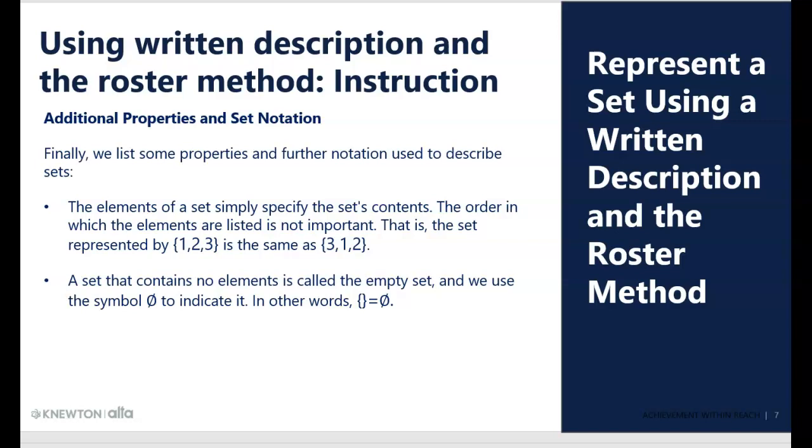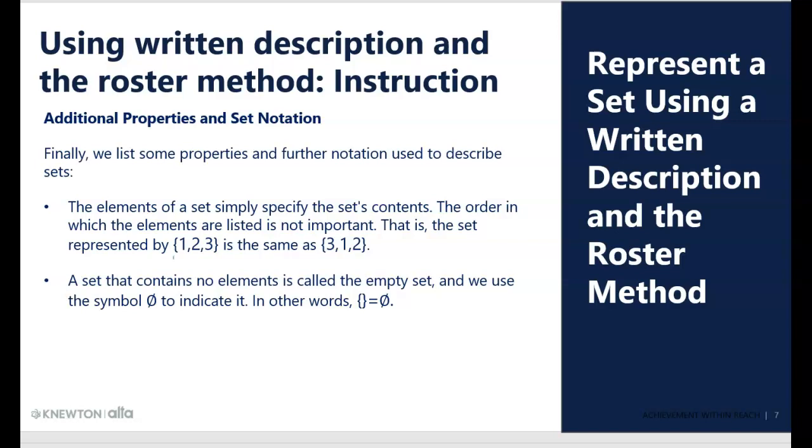So a written description, I've been using a description, the set of people in the class, the members of the team, that's a description of a set. So we need to be able to go from a description to the roster. So the elements of a set just tell you what's in the set's contents, the order doesn't matter. So it wouldn't matter what order I listed your names in if I were listing the set that represents the class, as long as every name was there once and only once.